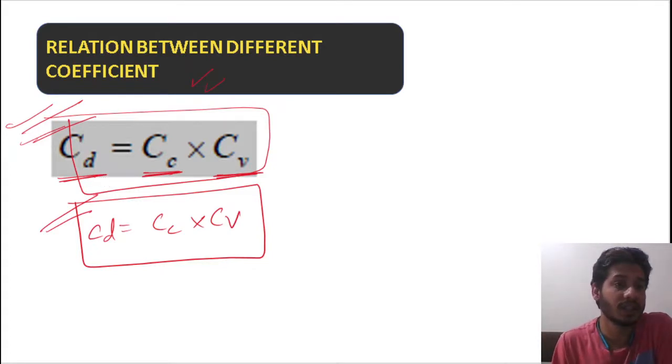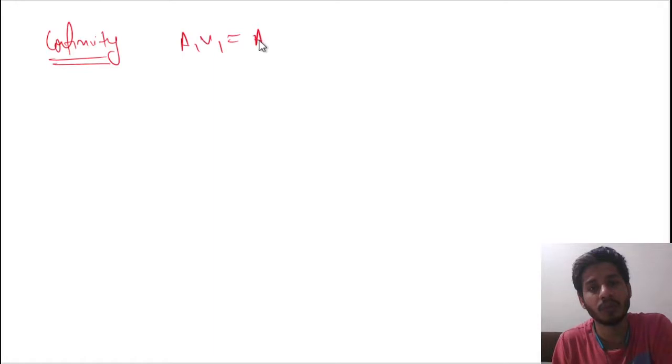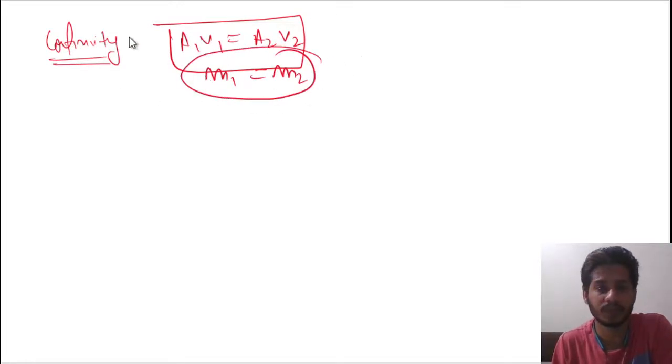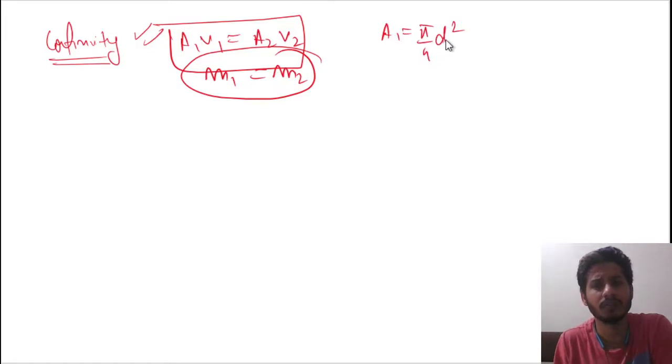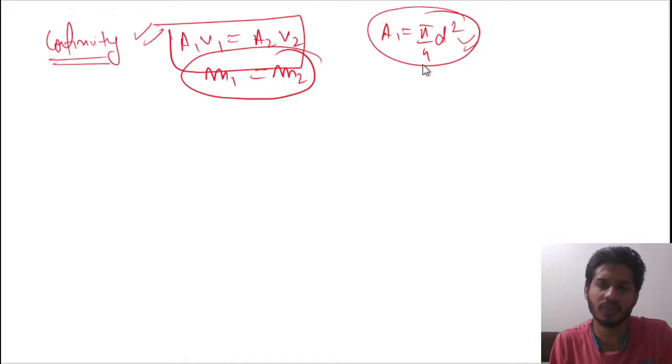So what we have studied, let me give you a brief recap so we can move towards the question. First of all is the continuity equation, or continuity principle. What is it? A1 V1 is equal to A2 V2, or the mass flow rate remains the same for two sections in a pipe flow. Remember, the area we know is simple, pi by 4 of d square, or you can use pi r square. I use this because in fluid mechanics most of the time the units are given in terms of diameter, so you can use pi by 4 into d square.